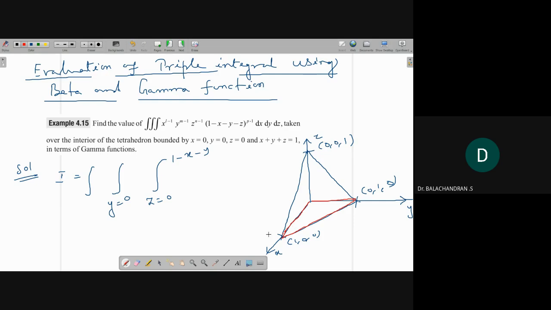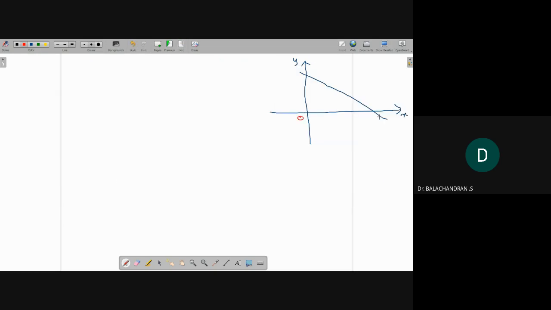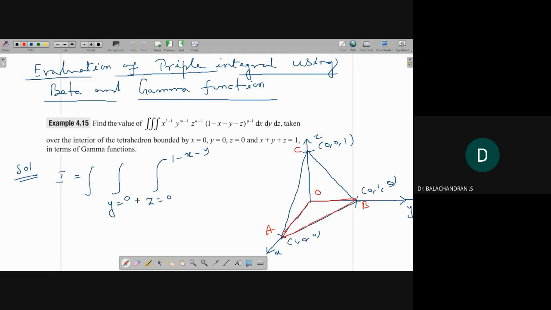Okay, so we call this A, this is B, this is C, this is the origin. So we'll get O, A, B. This is x plus y equal to 1. This is (1, 0), this is (0, 1). So we take a strip parallel to the y axis. Here y goes from 0 to 1 minus x, and then x varies from 0 to 1.